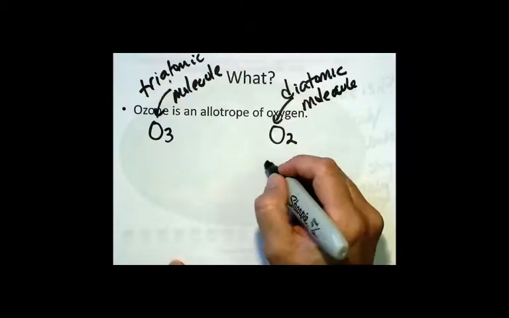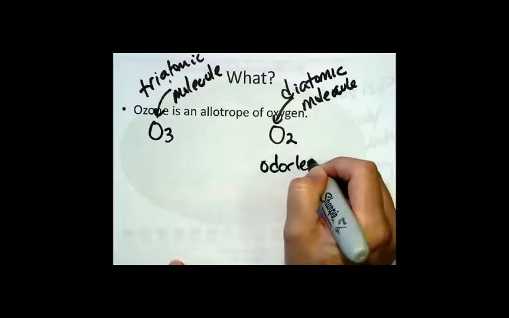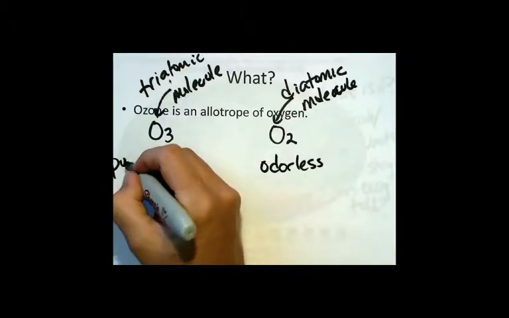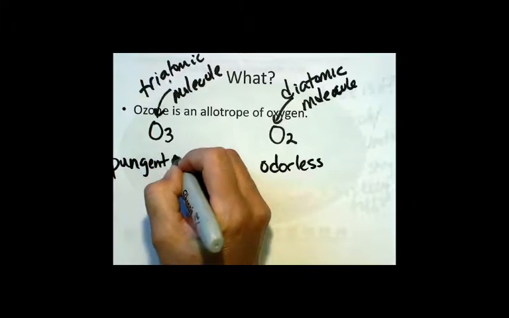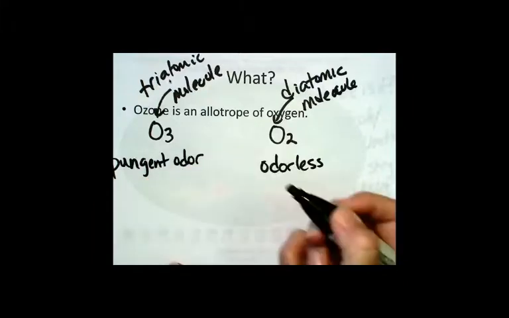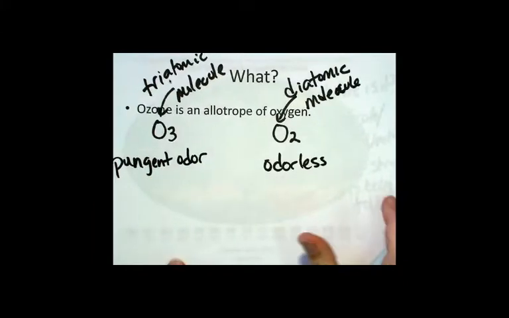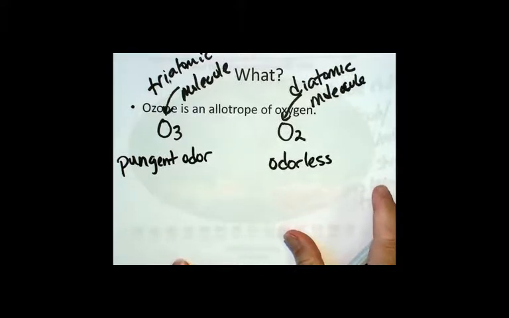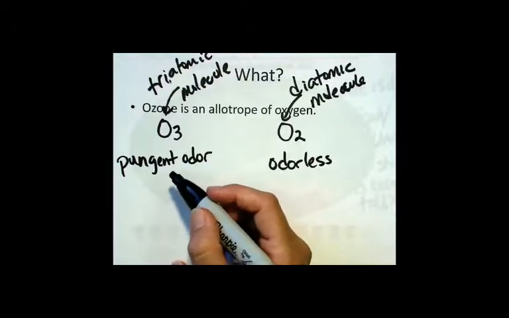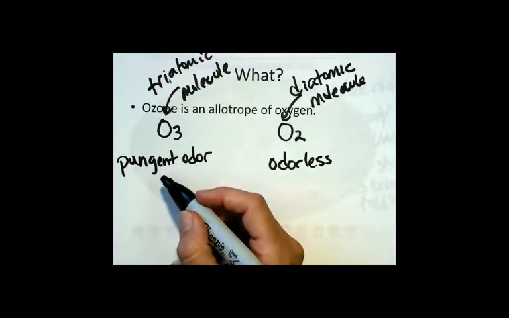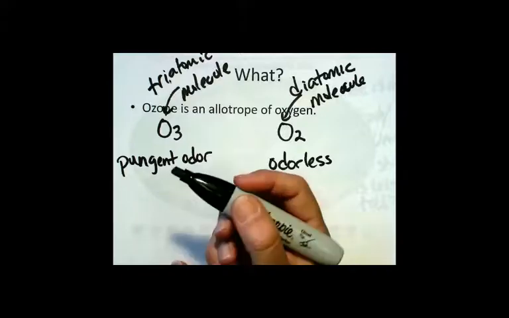They are different, even though they're just made of the same atom, oxygen. They have different chemical and physical properties. For example, oxygen is odorless, whereas ozone has a pungent odor. Once you've smelled it and it's been identified, you would always recognize it again. If you've ever spent a lot of time around a laser printer, laser printers give off ozone, and it's that kind of sharp odor that's associated with a lot of printing.